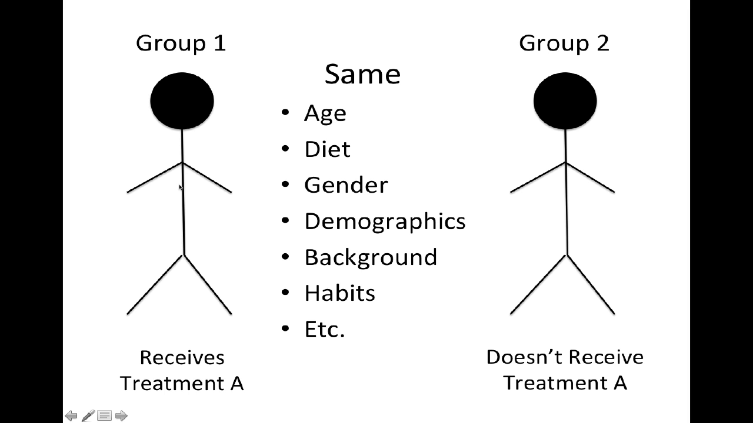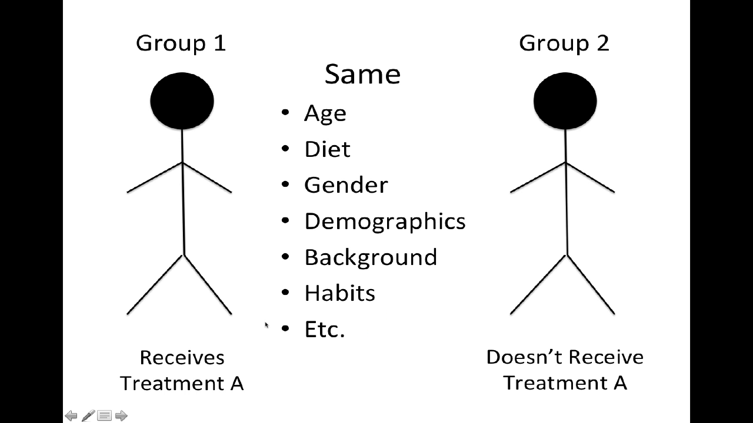So with these sorts of studies, you are going to take a population and you're going to divide them up into two groups. And one group will receive a particular treatment and another group will receive a different type of treatment. Now ideally you're going to have the same age, the same diet, same gender, other demographics, health background, habits, etc.